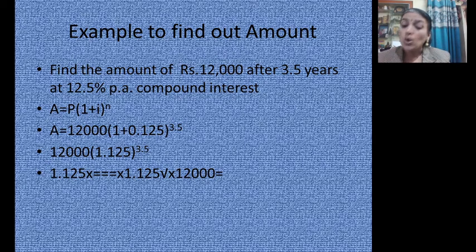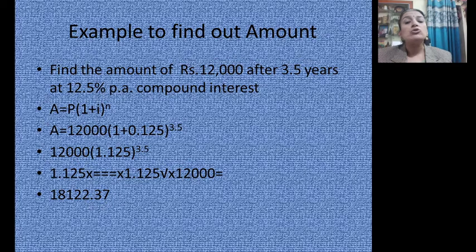1.125 into, equal sign for 3 times. Then immediately into 1.125. Then square root. Immediately square root. And again into 12,000. Then you get the answer for it as 18,122.37. This is the amount which is calculated. I hope you have understood, isn't it?